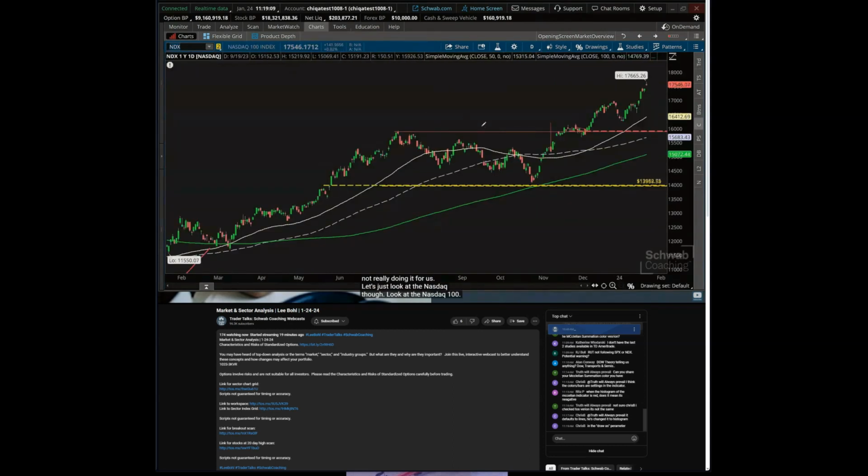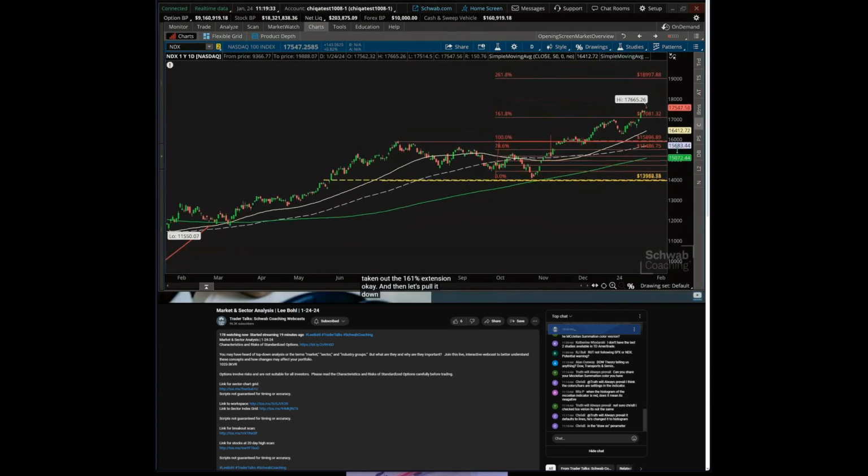All right. So this had a bigger range. Let's see how it's doing vis-a-vis where it might get apart this. So we'll change here. We're going to pull down here to here. Once again, we have taken out the 161% extension. And then let's pull it down and just see where that 261 is.